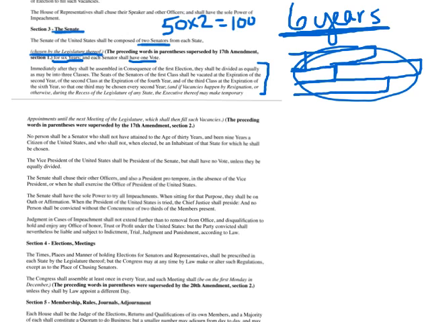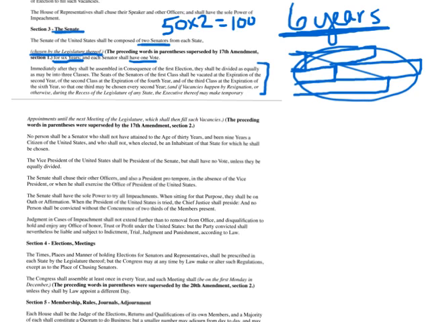And then if vacancies happen by resignation or otherwise during the recess of the legislature of any state, the executive thereof may make temporary appointments until the next meeting of the legislature, which shall fill the vacancies. Now, since legislatures don't choose it anymore, that was also changed by the 17th Amendment, which we'll read in one of the other lessons. We'll read the amendments.